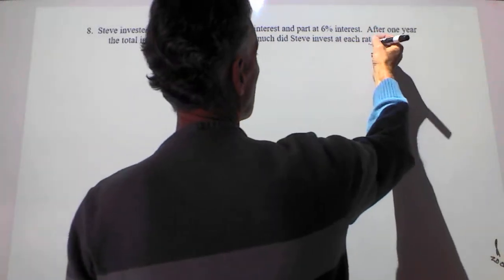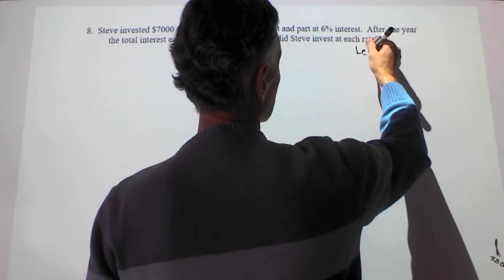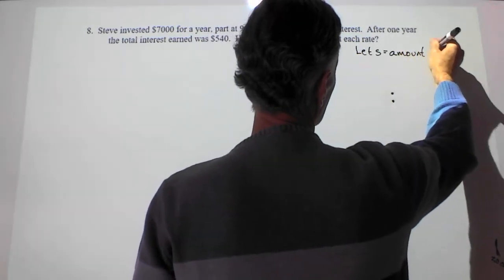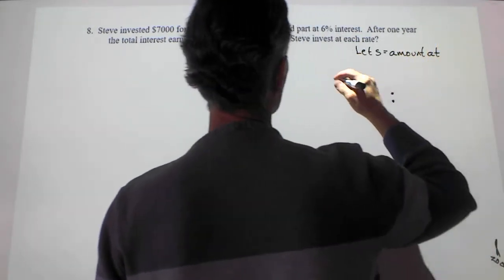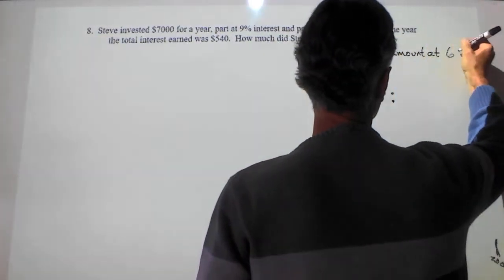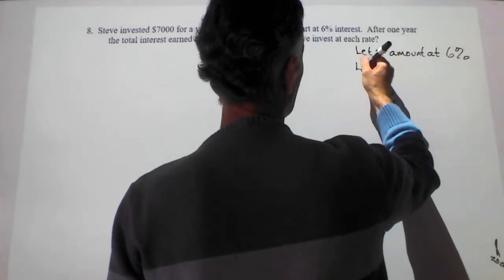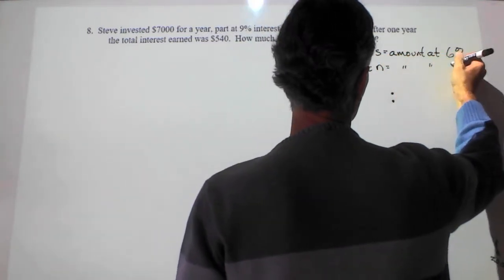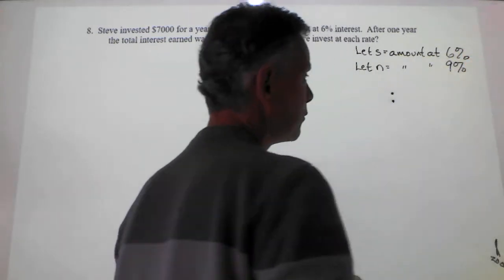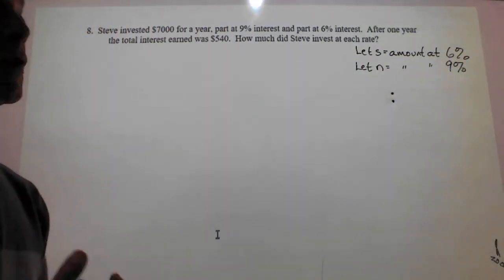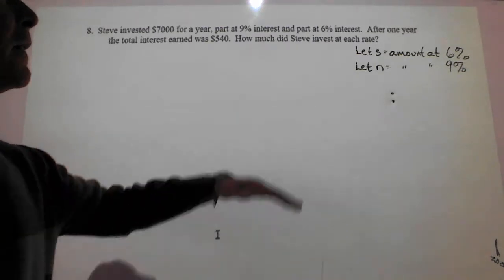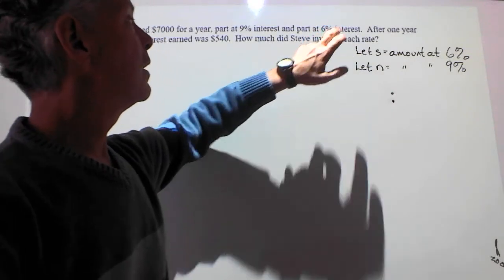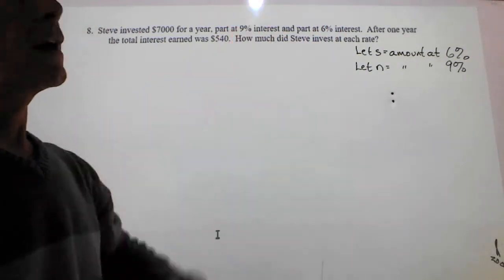So we're going to say let S equal the amount invested at 6%. And we're going to say let N equal the amount invested at 9%. Okay? So we have two different amounts. And that's what they're asking us to figure out. How much did he invest in this account? How much did he invest in that account?